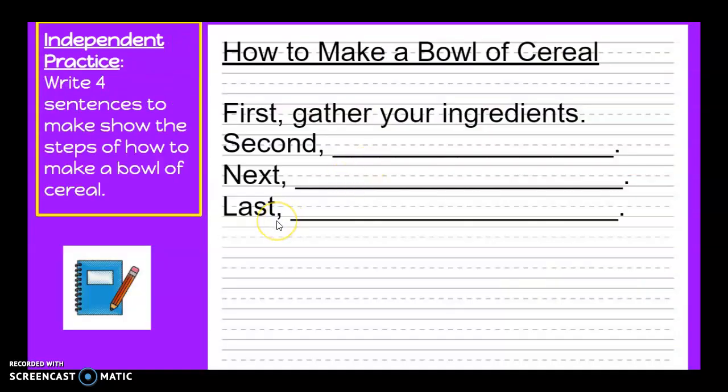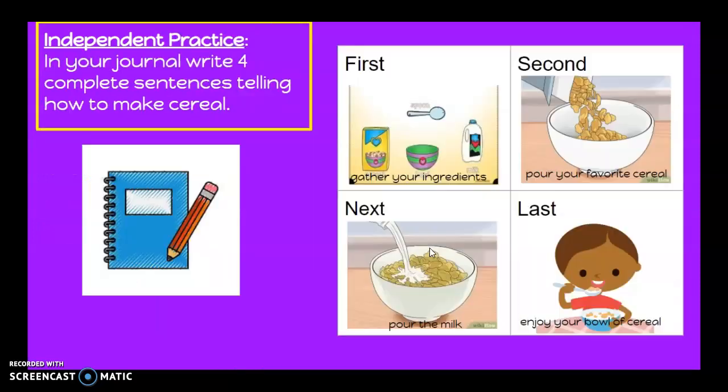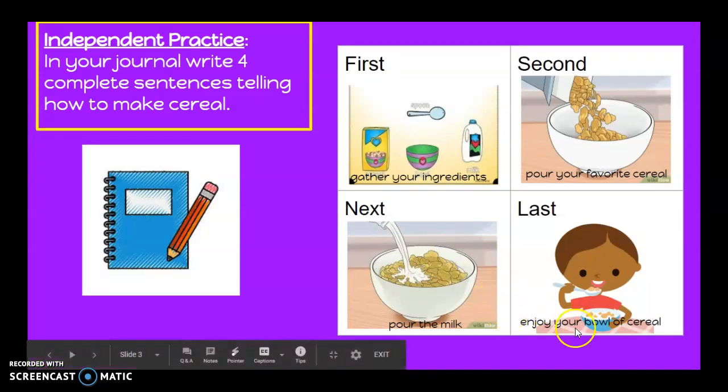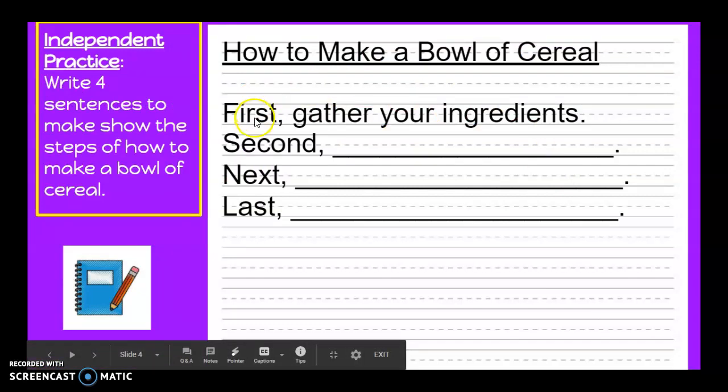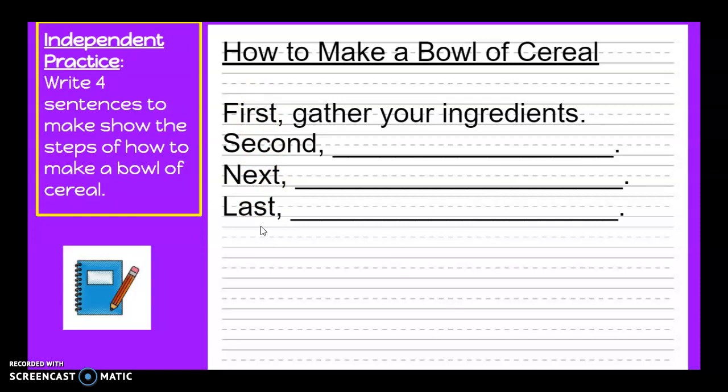And last, what do you do last? Enjoy your cereal. And if you are not sure what happens last, you can flip back to this page and look at the picture in the sentence. Enjoy your bowl of cereal. When you are finished writing your first, second, next, and last step on how to make a bowl of cereal, you are going to take a picture and turn it into your teacher.